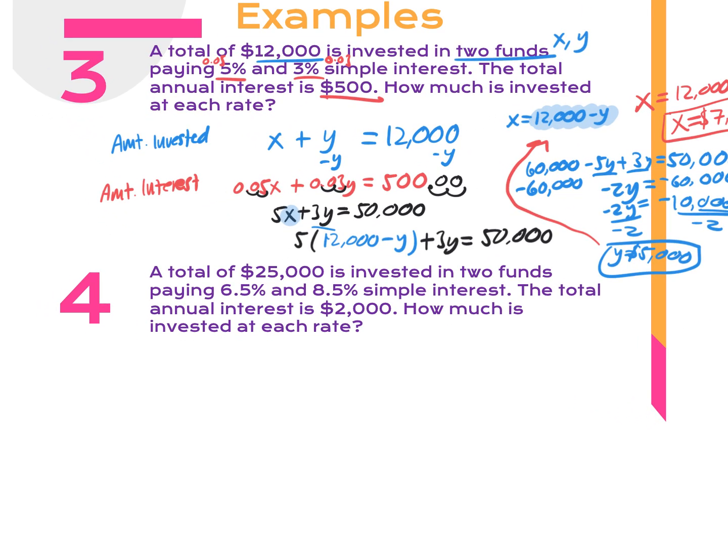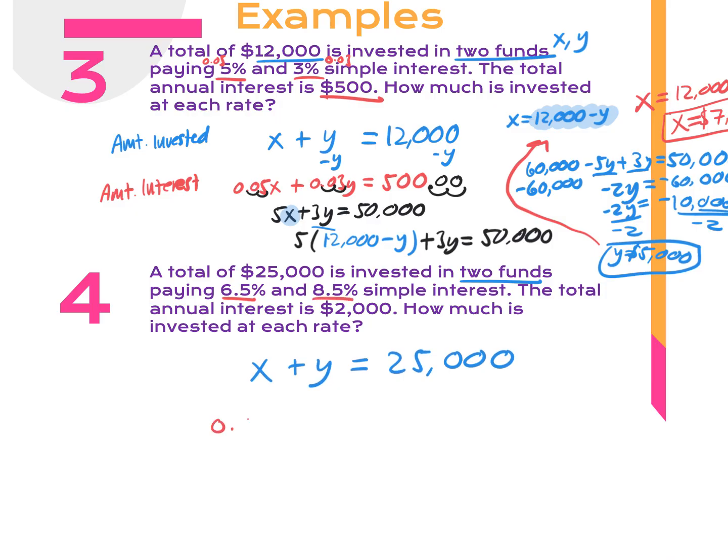All right. We can do the same thing for the second one. Because it's the same thing, I'm just going to set it up for you guys, and then you guys can try to solve it on your own. All right, so we have kind of a similar setup, right? $25,000 invested in two funds. I can call those X and Y. So I know that if I did X plus Y, and I added the amount that I invested, then it should total 25,000. All right, 6.5% and 8.5% simple interest.